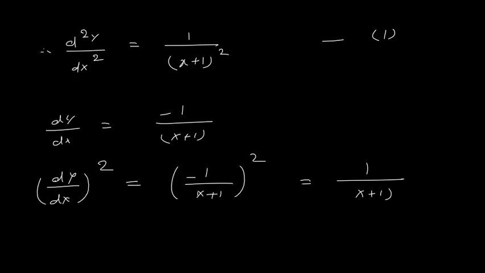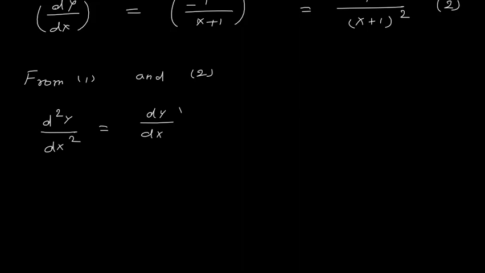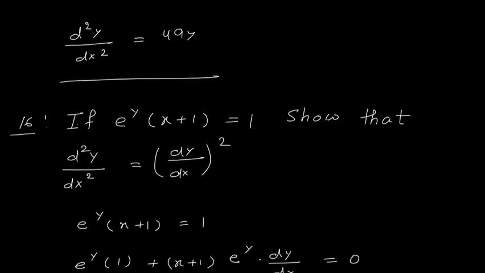So from 1 and 2, what we say? From 1 and 2, we have d²y/dx² = (dy/dx)². Okay, this is the 16th problem, and now let us move to the last problem, the 17th one.